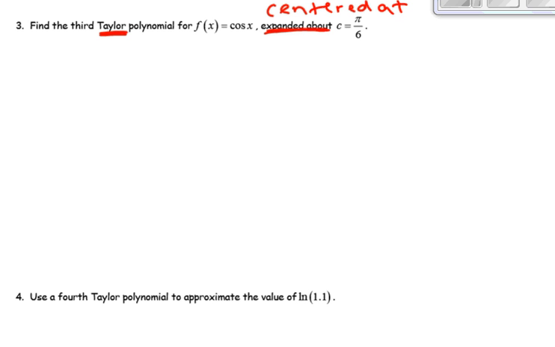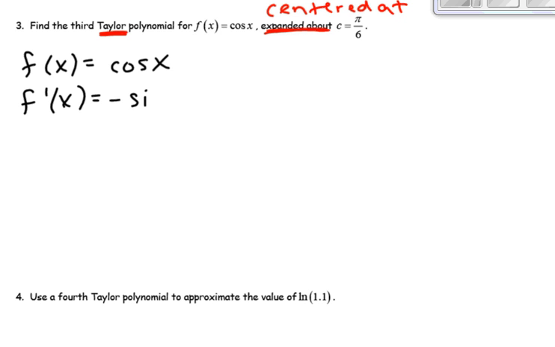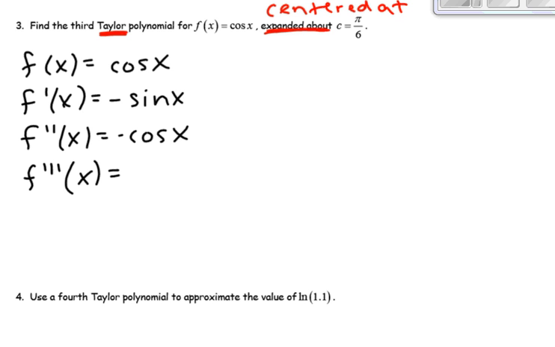Again, you want to start off by charting this out a little bit. I'm going to start with f of x being cosine, and then go all the way to the third derivative. The derivative of cosine is negative sine. Then the second derivative is negative cosine, and the third derivative is positive sine.